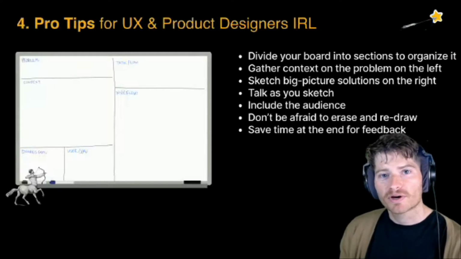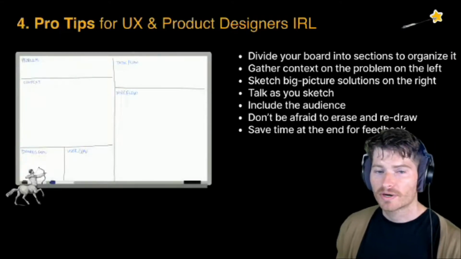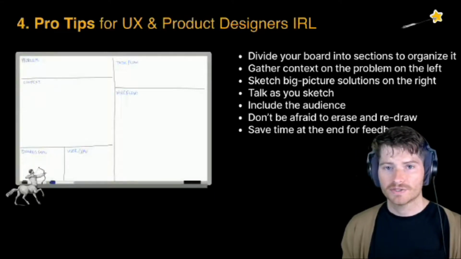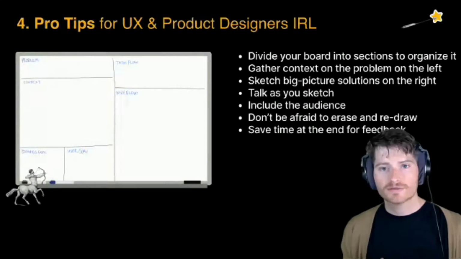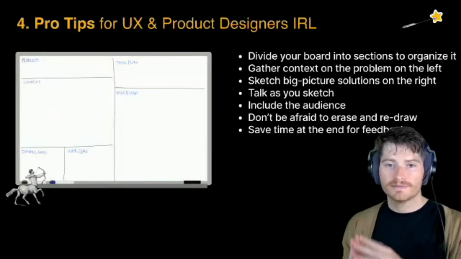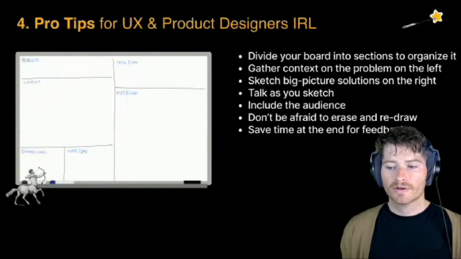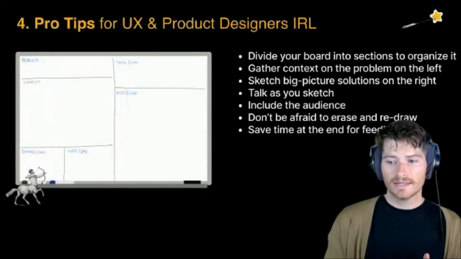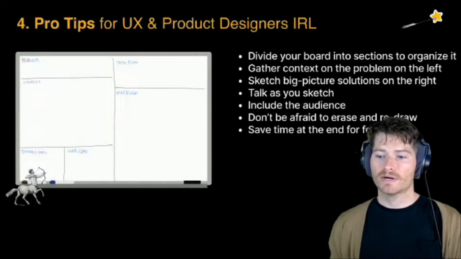pro tips for UX and product designers in real life. So yeah, divide up your board into sections and organize it. Dividing it up into sections, maybe a little bit beforehand, maybe a little as you go, allows you to organize your work and then go like, cool, I'm moving on. Running out of time, I'm going to move on to the right side. This will help you think on your feet a little bit. Putting all the context of the problem on the left side, putting the big picture solutions on the right side, that could be a nice way to organize it.